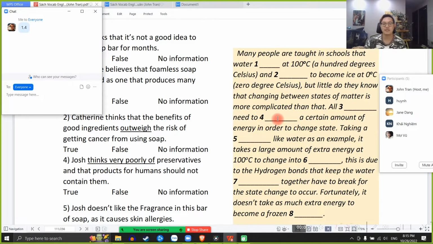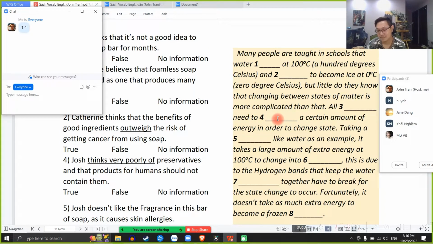Many people are taught in schools that. Cẩn thận, B với P khác nhau các bạn. Ba và pa khác nhau. Many people are taught in schools that. School nha. U o chứ không phải là school school đâu nha. Many people are taught in schools that water.